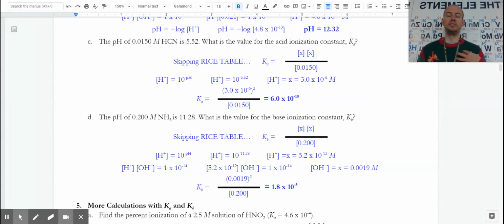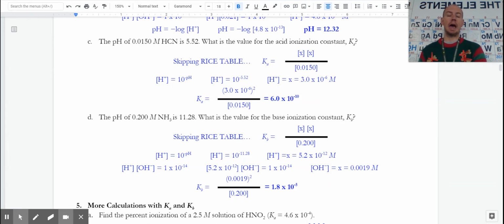Here on 4C, you'll see I skipped the ICE table. I know that Ka equals x squared over the molarity. We don't know what Ka is, but we do know that this is the expression, because we always have that 0 plus x and our initial molarity minus x. So what we need to figure out here is what we do and don't know.